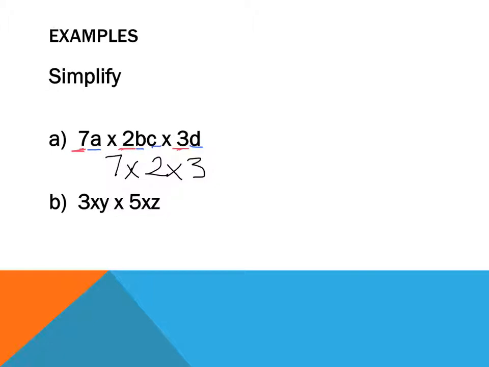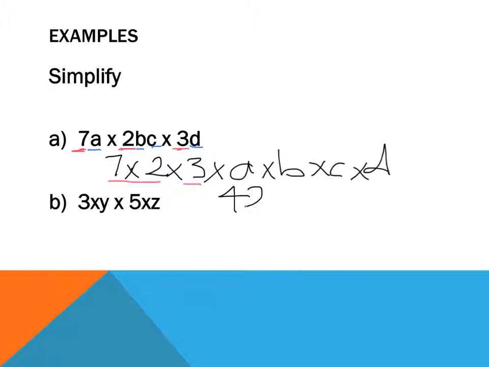Now it's always good to write them in alphabetical order: a, b, c, d. So first off, I move left to right. 7 multiplied by 2 is 14. 14 multiplied by 3 is 42. So my answer becomes 42abcd. Pretty easy, huh?